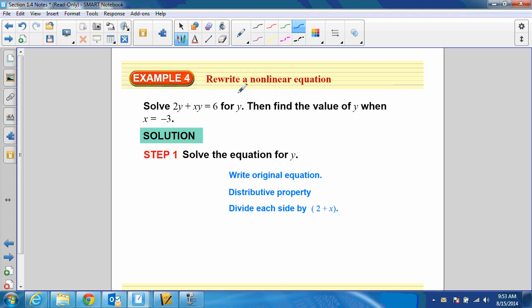This one, we have to do something. We have to factor, which you guys haven't probably factored in a while. If we want to solve for y, 2y plus xy equals 6, what we have to do is do the opposite of the distributive property, which is factoring.